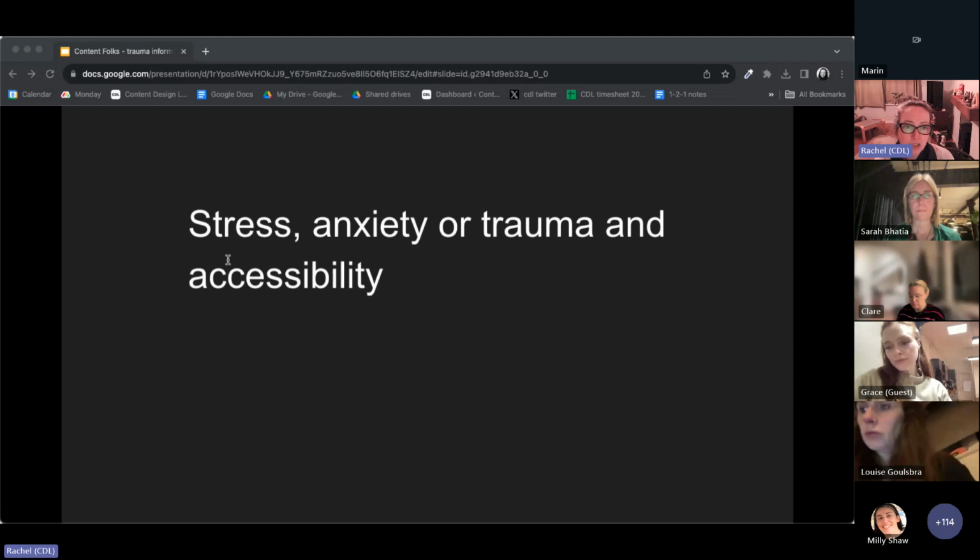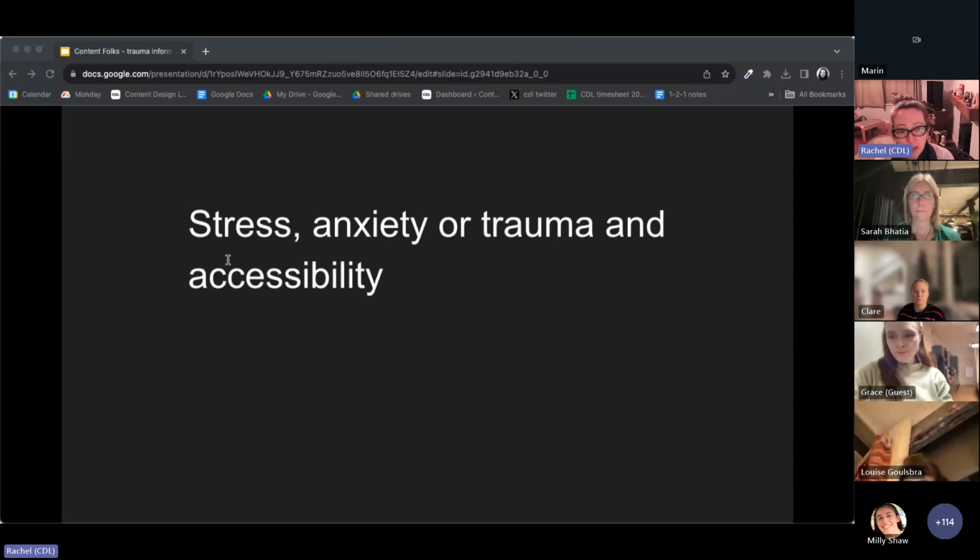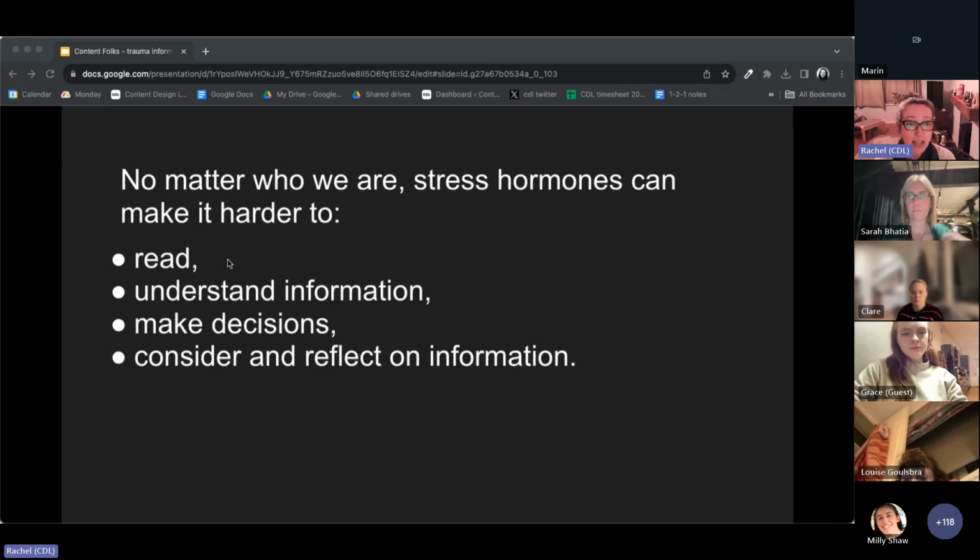So let's start to look at stress, anxiety, and trauma in terms of content and creating information for people who are experiencing them. So content designers make content that people can understand. That's our bread and butter. And a lot of our work is making information accessible to everyone. And this means that we think about things like screen readers, about captions, about color contrasts. But do we think about stress, anxiety, and trauma? Because we should. And I want to talk a bit about what physically happens to us when we're stressed.